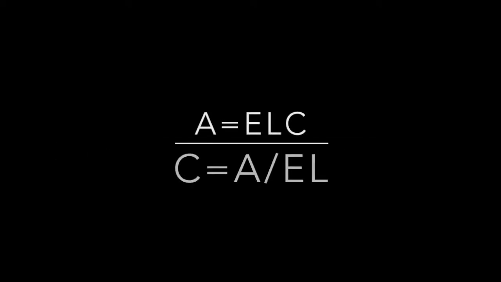One can manipulate this equation to C equals A divided by epsilon times L, which can determine the unknown concentration by using the wavelength and the absorption obtained from the spectrophotometer.